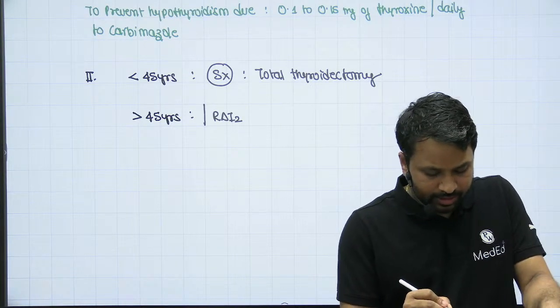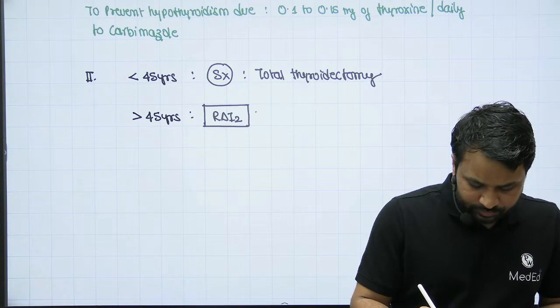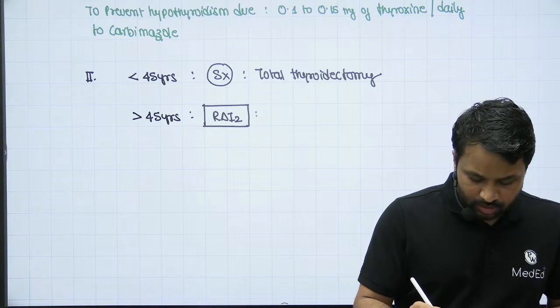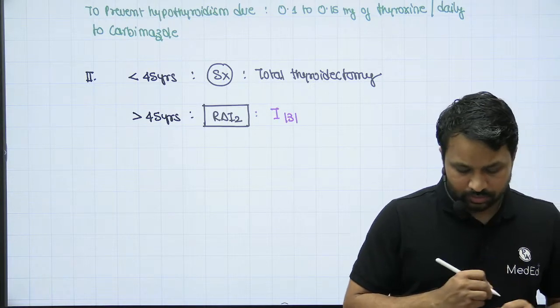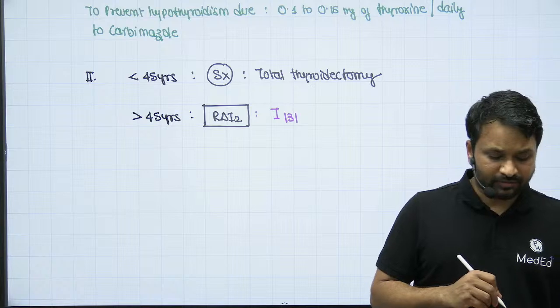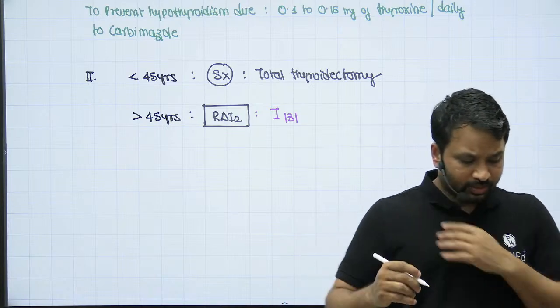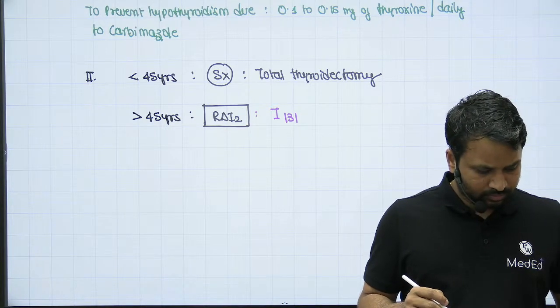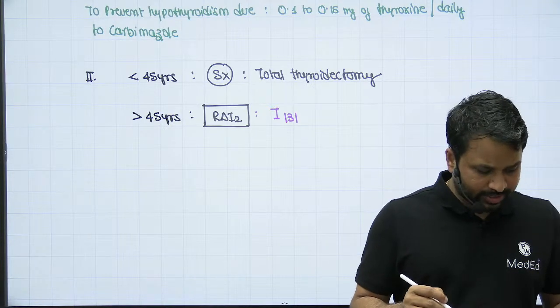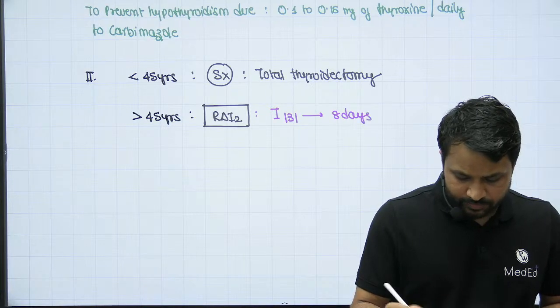And when we talk about radioactive iodine, we are going to give iodine 131. So what do you think the iodine 131's half-life is? Quick feedback. Very good, guys. The iodine 131 half-life is going to be 8 days.